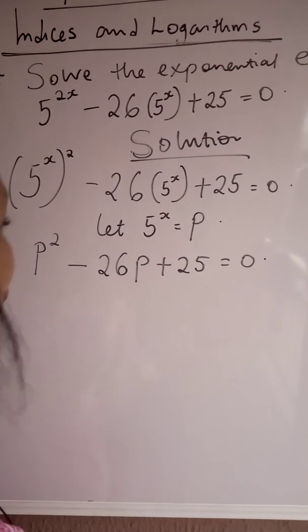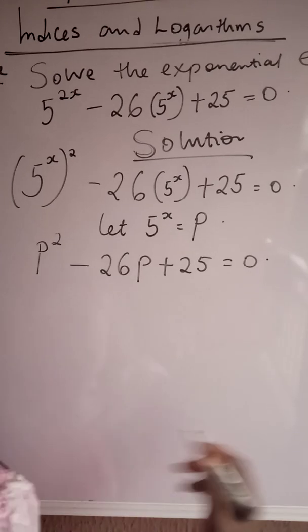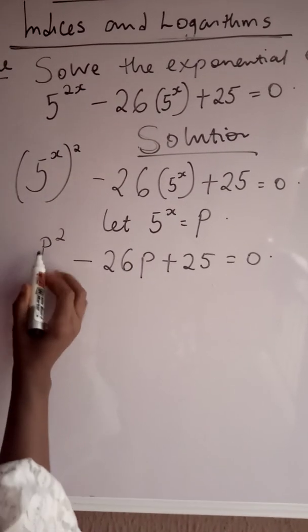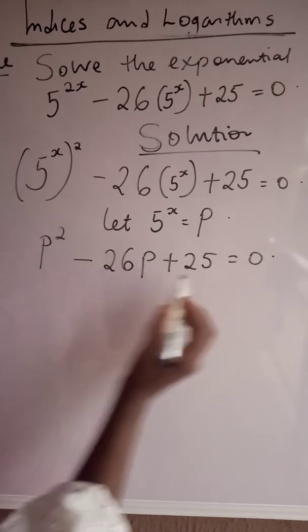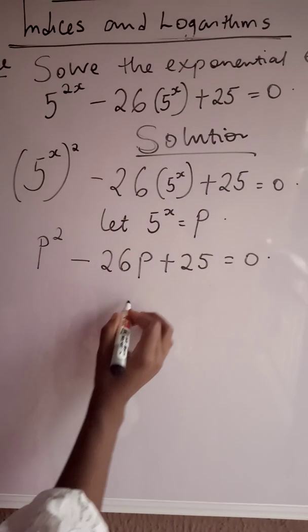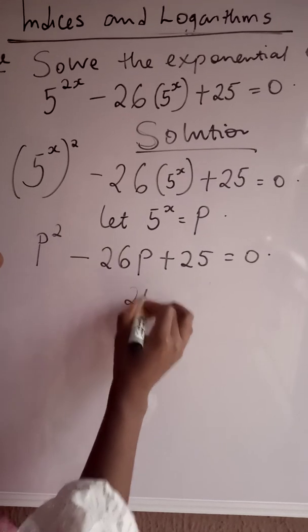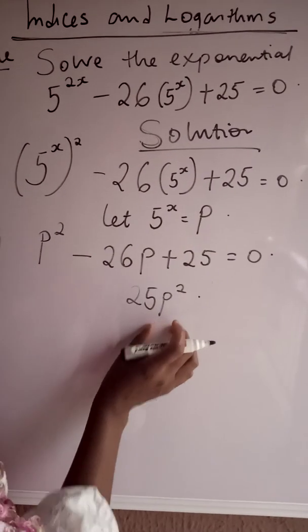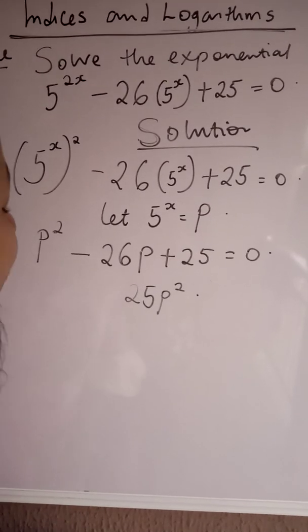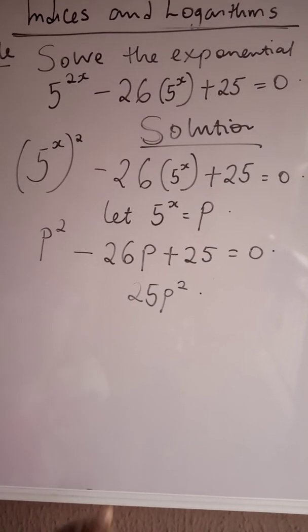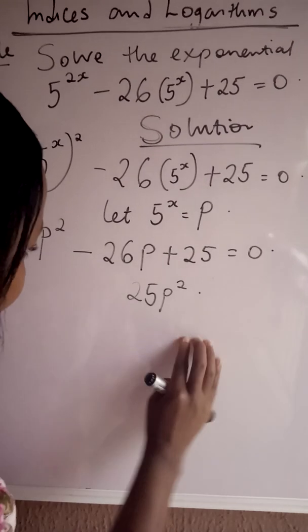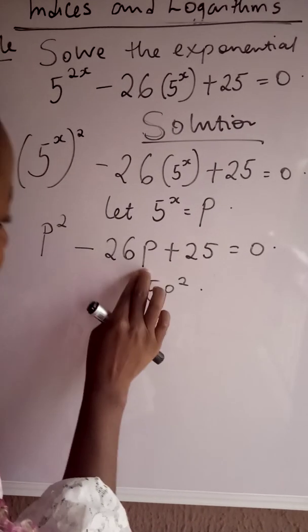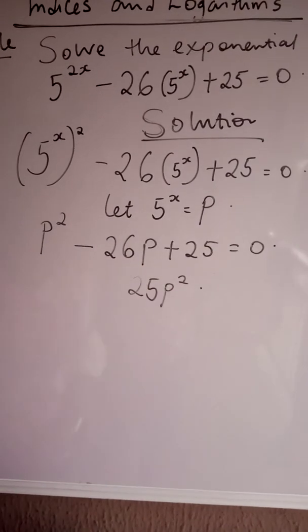I've done a lot of videos on quadratic equations. So we are going to multiply p squared by 25, so it's going to be 25p squared. Then here is plus 25. We are now going to look for two factors that, if we add them together, will give us the middle term, that's minus 26.